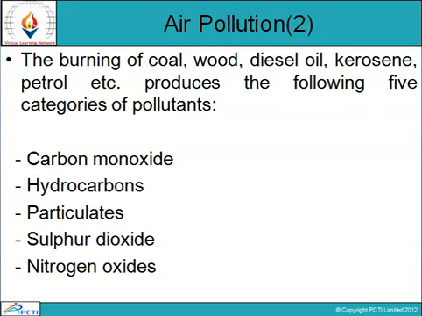Air pollution: the burning of coal, wood, diesel, oil, kerosene, petrol, etc. produces the following 5 categories of pollutants. And what are these pollutants? First one is carbon monoxide. The second one is hydrocarbons. Third is particulates, sulfur dioxide, and nitrogen oxides. So these are the pollutants basically in the air, and they do not let the air be fresh.